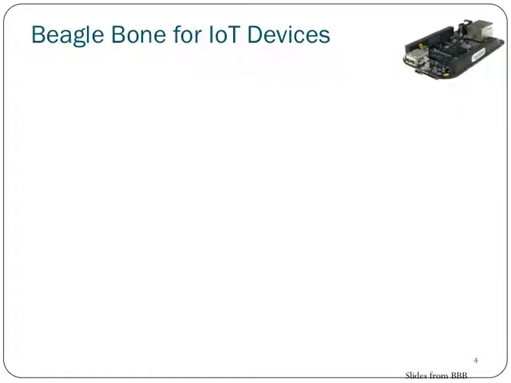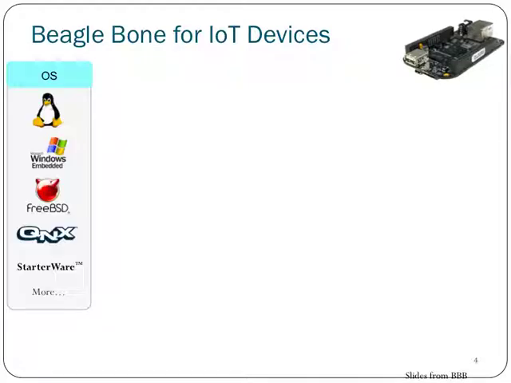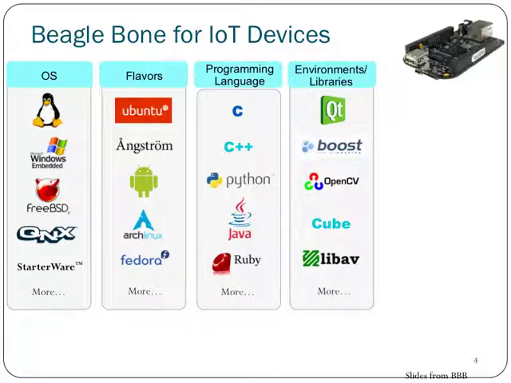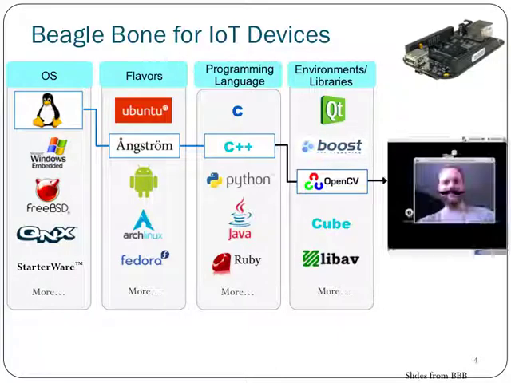One of the nice embedded platforms is the BeagleBone, which you will use or already used in the class. This BeagleBone has a lot of nice features. You can add different OS, and you can choose your flavor, programming language, environment, libraries. For example, I will pick something Linux, Angstrom, C++, OpenCV, and then end with a cool application. So it supports multiple things.